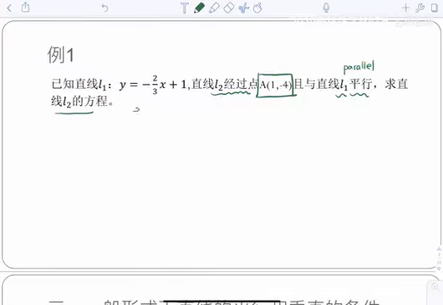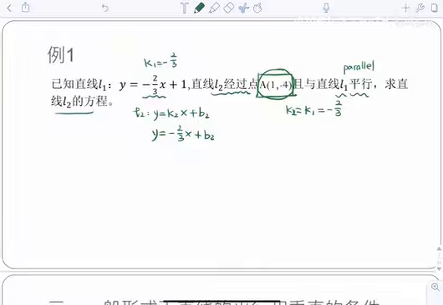So we know L2 is y equals K2 x plus b2. We know it is parallel with L1, so K2 equals K1. From this we know K1 equals minus 2/3. So K2 equals K1 equals minus 2/3. So y equals minus 2/3 x plus b2. And it tells you it passes through this point, meaning this point is on this line. So we can put it in this equation.